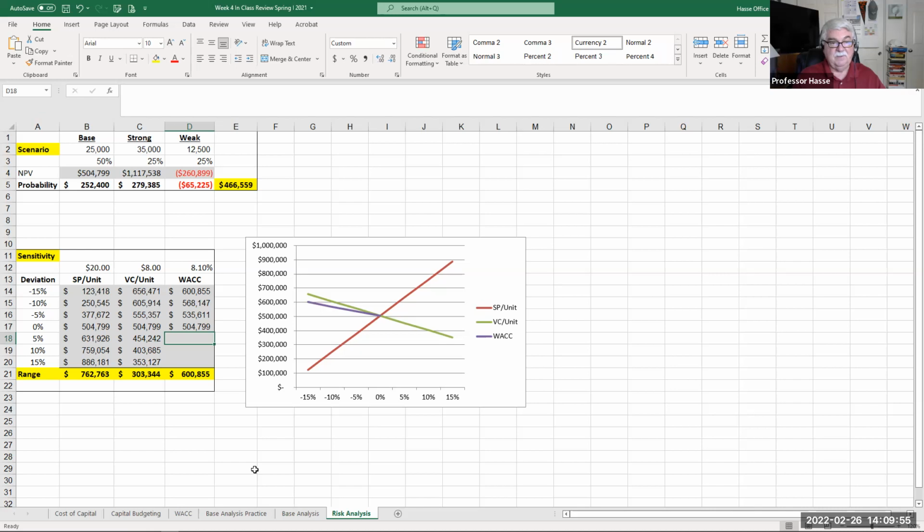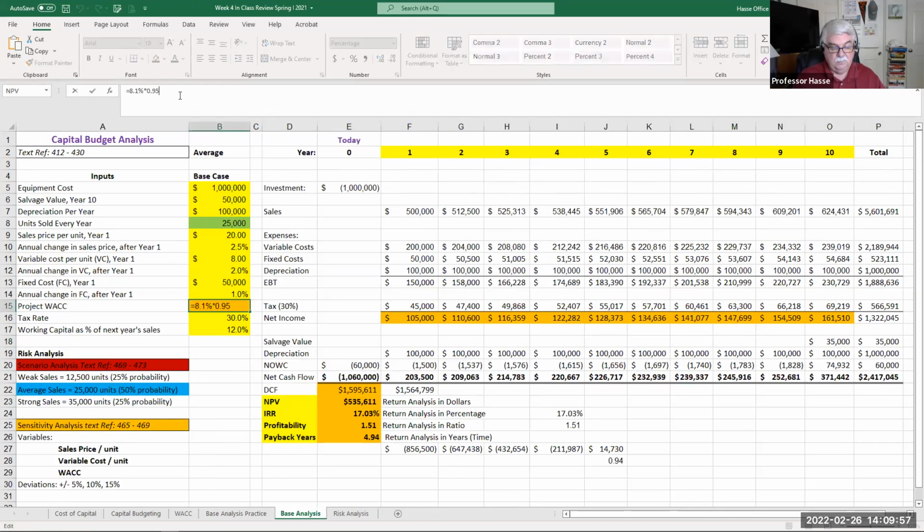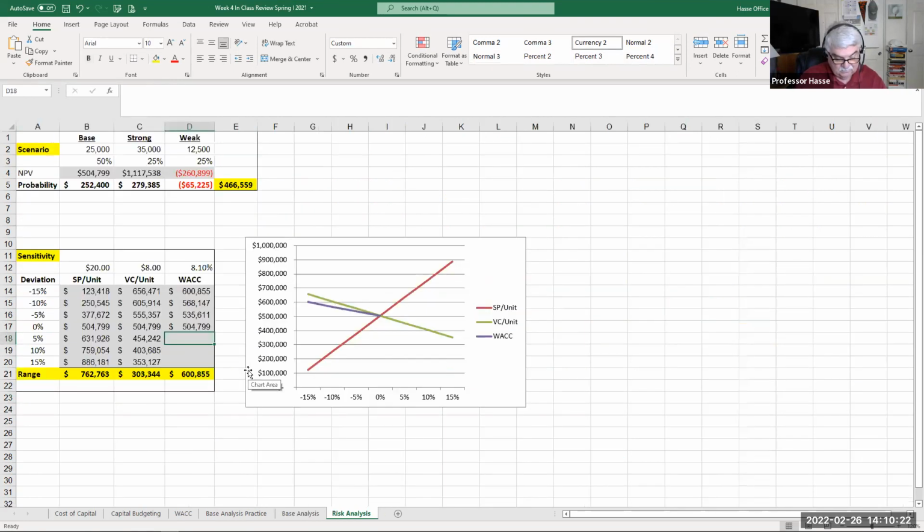Increased our cost of money by 5%. So 8.1% times 1.05. 5% increase in cost. That's 8.51. Put that into our equation. 851. Naturally, we'll lose less money now. Our money is more expensive. 474,138 is our NPV there.